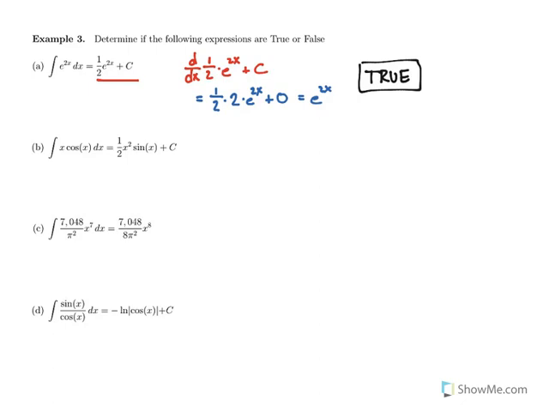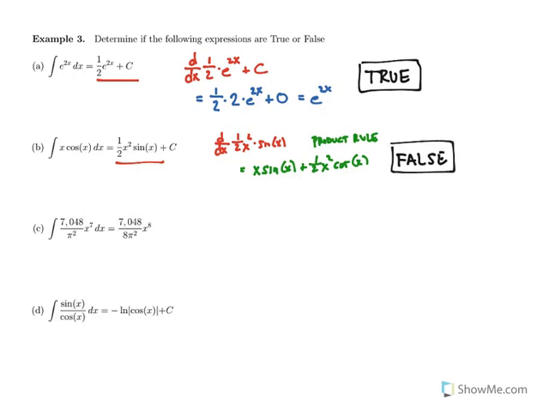All right, the next one is not true. We can verify that by just taking the derivative here. The derivative of 1/2 x squared times sine of x. We need the product rule there. And that's not as simple as just taking the derivative of one part times the other. That would give us x sine of x plus 1/2 x squared cosine of x. And that's definitely not the same thing. This is false.